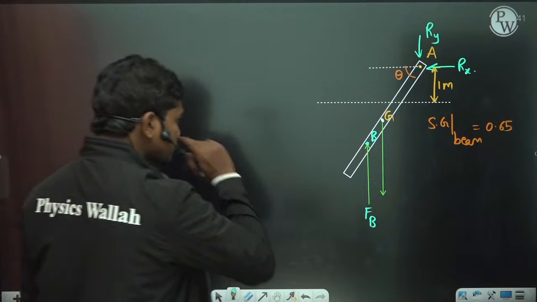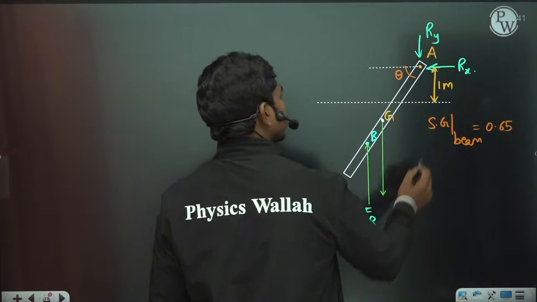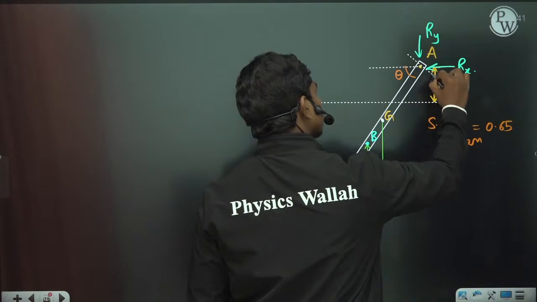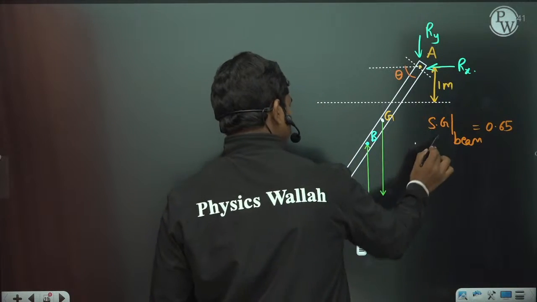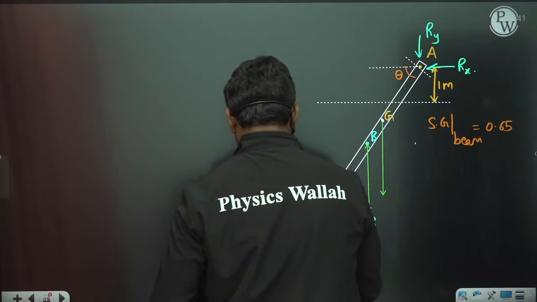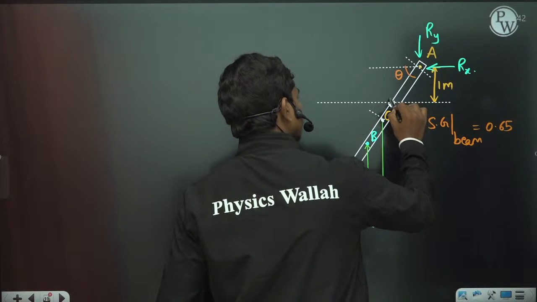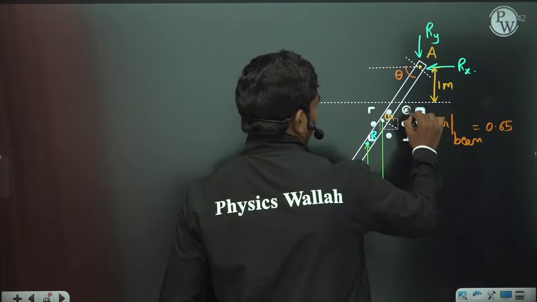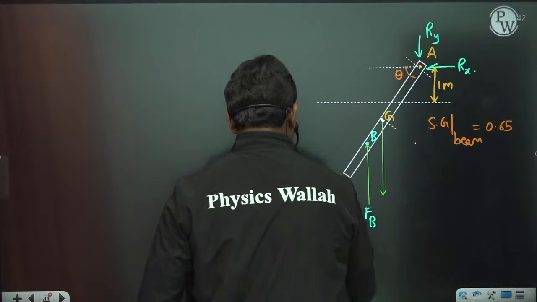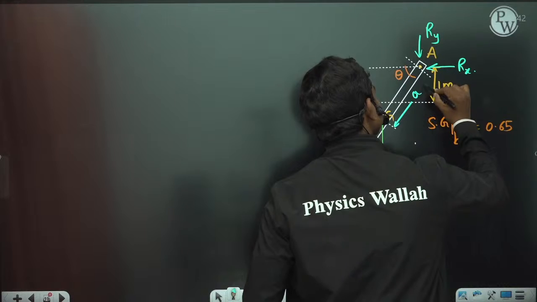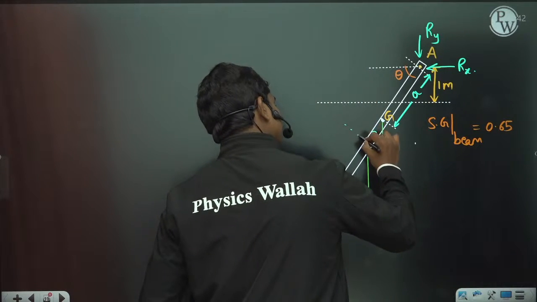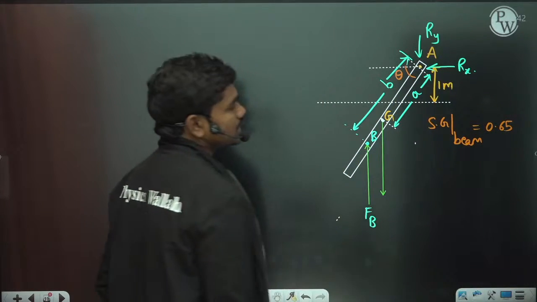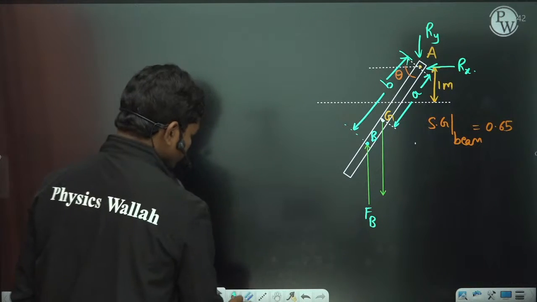So if you define some axis along the length, or perpendicular to this length, directly you know this length is L by 2. This length value is A, for example, and if you take this line, then this length value is B till this point. Now this has to be in equilibrium.